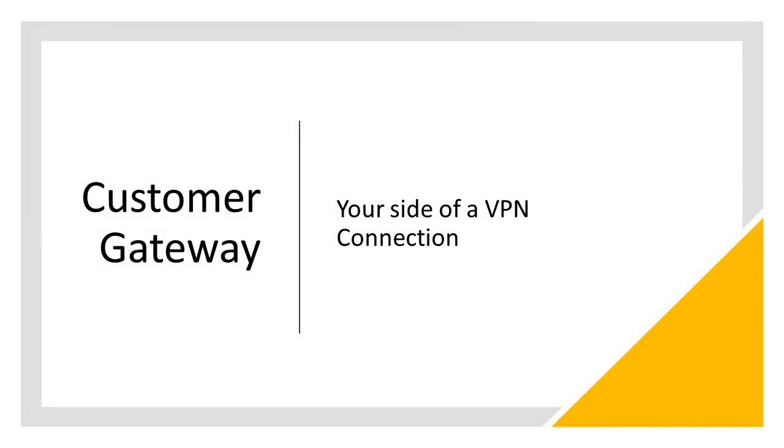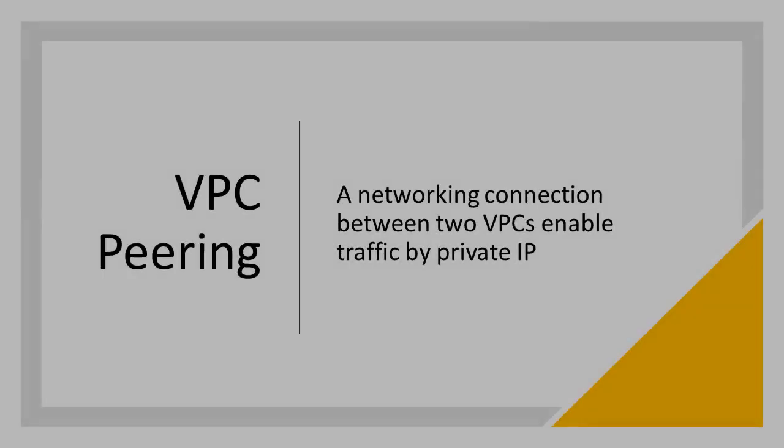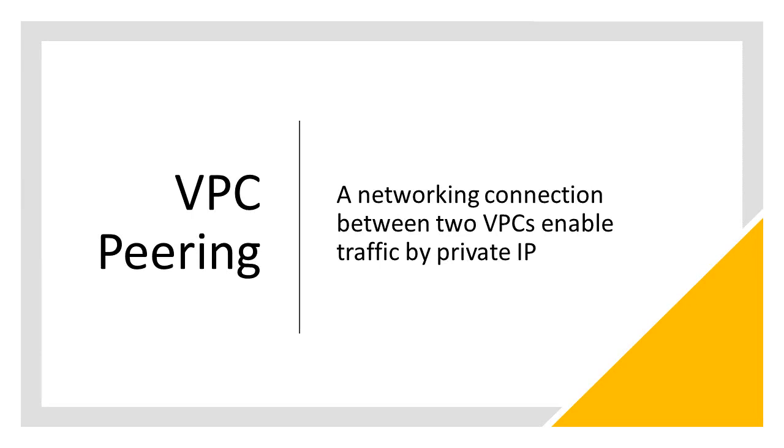Customer Gateway Service. A customer gateway device is a physical or software appliance that we own or manage in our on-premises network, on our side of a site-to-site VPN connection. We, or our network administrator, must configure the device to work with the site-to-site VPN connection. VPC Peering Service. A VPC peering connection is a networking connection between two VPCs that enables you to route traffic between them using private IPv4 addresses or IPv6 addresses. Instances in either VPC can communicate with each other as if they are within the same network.